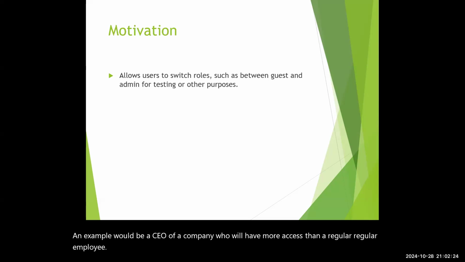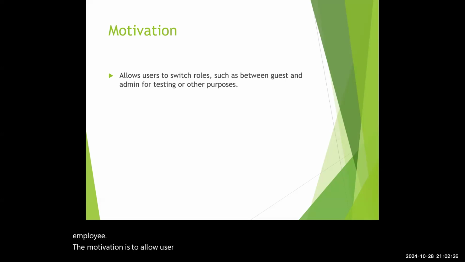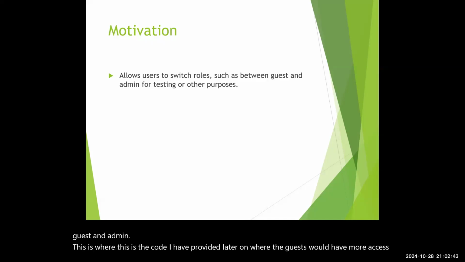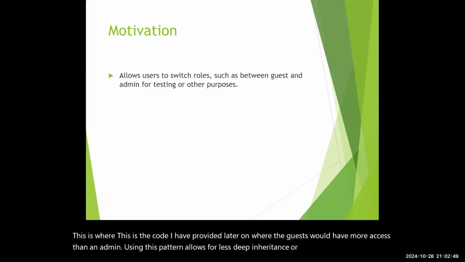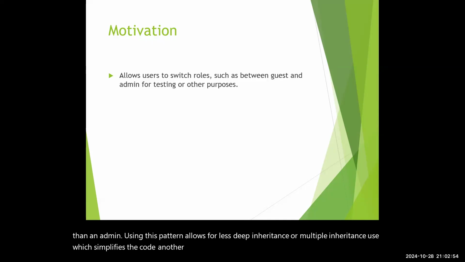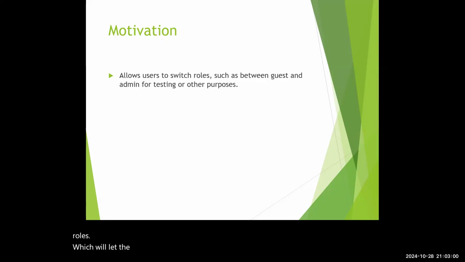The motivation is to allow a user to switch between different roles. An example would be between guest and admin. This is the code I have provided later on, where the guest would have more access than an admin. Using this pattern allows for less deep inheritance or multiple inheritance use, which simplifies the code. Another key feature is that the role object can be assigned among other roles, which will let the user reuse the elements that are provided on a different role.